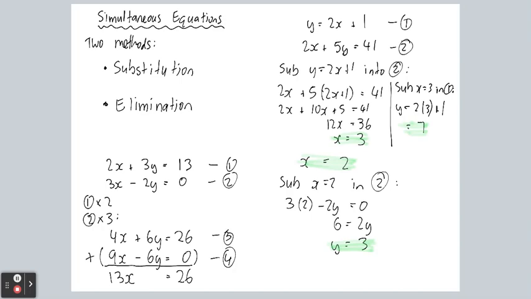Last lesson we were talking about simultaneous equations, and we went through the two main methods.